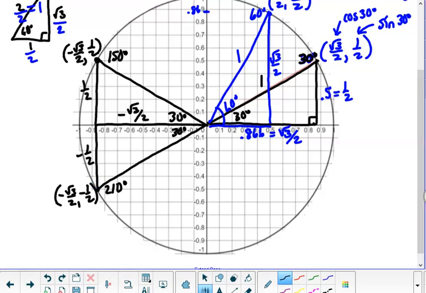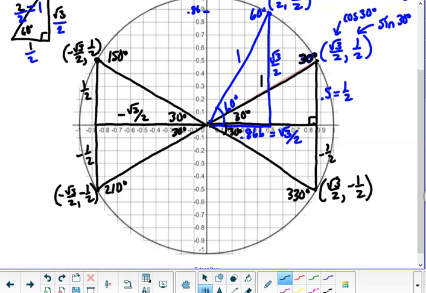Then if we go into the fourth quadrant, go down to negative 0.5, go across to where it intersects the circle so that my opposite side is negative 1/2. Draw in the rest of the triangle. Positive square root of 3 over 2 is my x, negative 1/2 is the y. This is also a 30-degree reference angle. This is 330 degrees. And now we have a positive square root of 3 over 2 for the x, and then a negative 1/2 for the y.